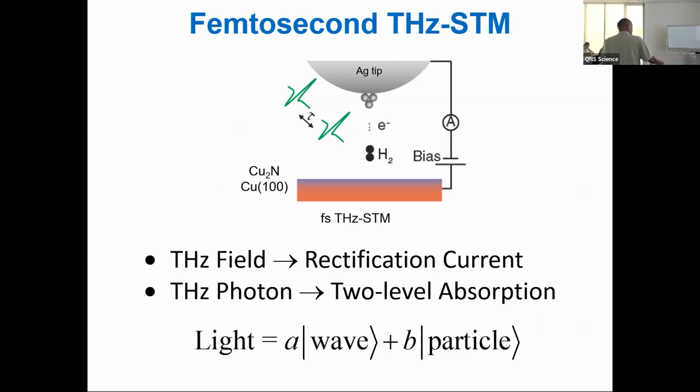Now, this is very interesting because the field part of the terahertz, as you know, the light can be viewed as photon or field. So in this case, when you shine terahertz light into the junction, it behaves simultaneously as particle and wave. In the field aspect, the wave part gives rise to the rectification current because it is due to the AC oscillation of the field. The absorption of the terahertz radiation by the hydrogen molecule is due to the photon property of the light. So simultaneously, when terahertz goes into the junction, it behaves as a wave and a particle. More generally, light can be viewed as a superposition of wave and particle properties of light.